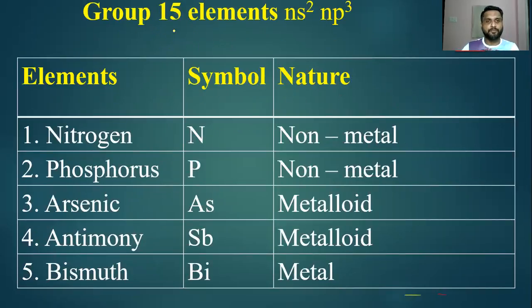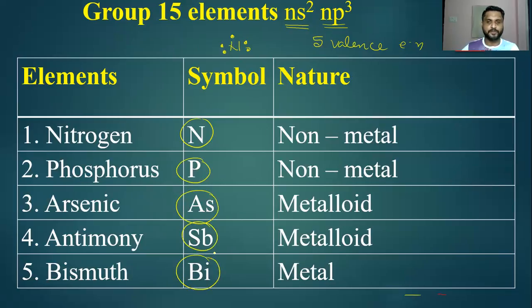Now we'll see the group number 15 elements. General formula is ns2 np3, right? There are 5 valence electrons. That means when I write nitrogen, the first element, I can write 5 dots to represent the valence electrons, correct? You know that Lewis symbols. We have the next elements: phosphorus, arsenic, antimony, and bismuth.